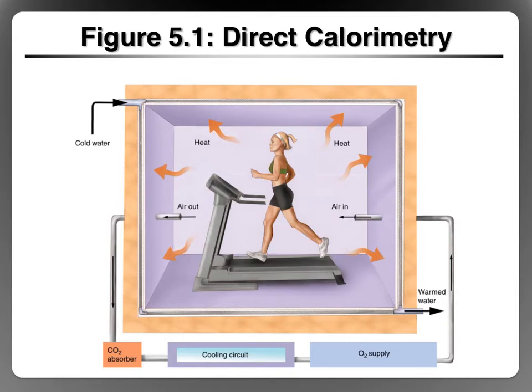This technique cannot measure rapid changes in heat because it takes time for the heat to be absorbed into the walls of the room and for the temperature of the water to change. Sweating affects the result. So basically what I'm getting at is that this is not a practical way to measure caloric expenditure. Okay. So where are we at now?